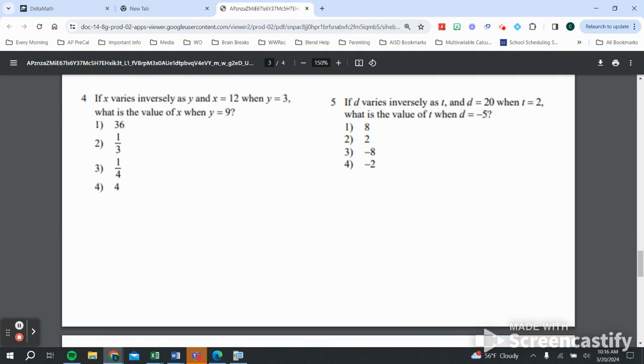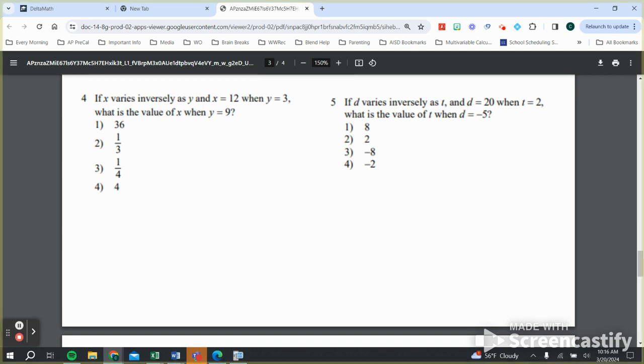All right, let's look at some multiple choice questions. You'll see some of these on your test, so I just want to go over some of these. If x varies inversely as y and x equals 12 when y is 3, what is the value of x when y equals 9?